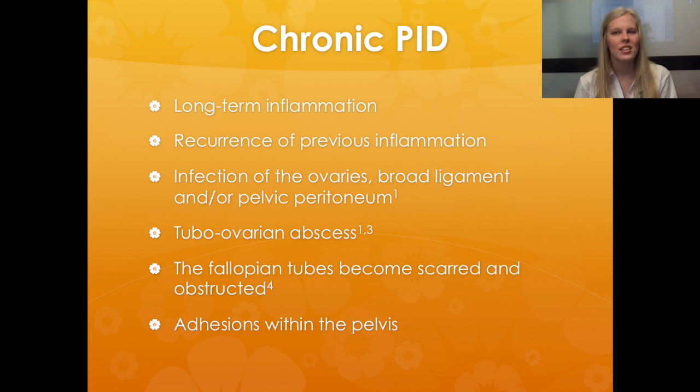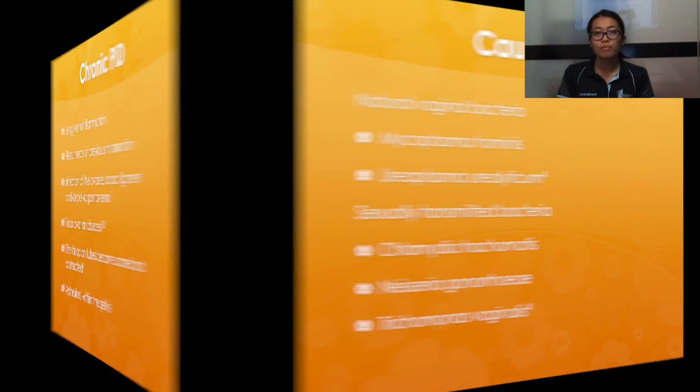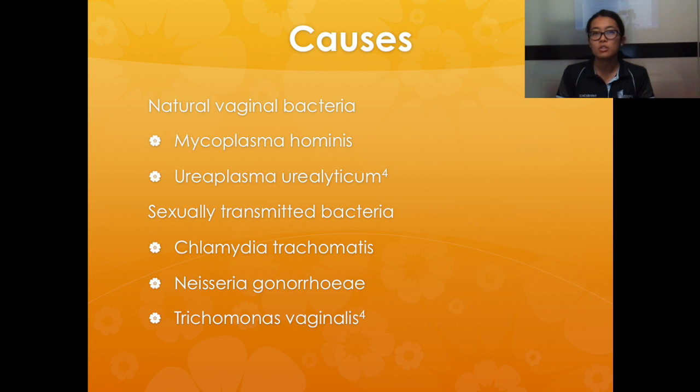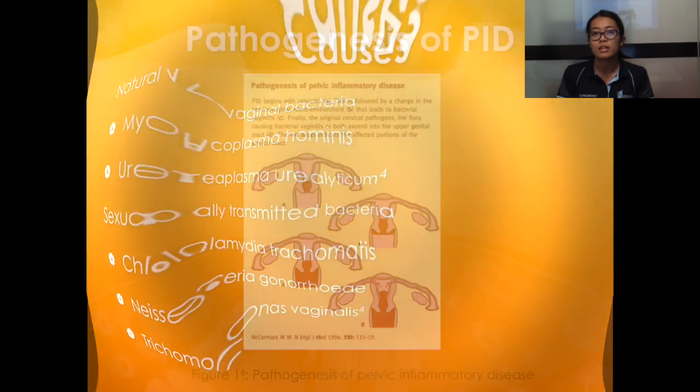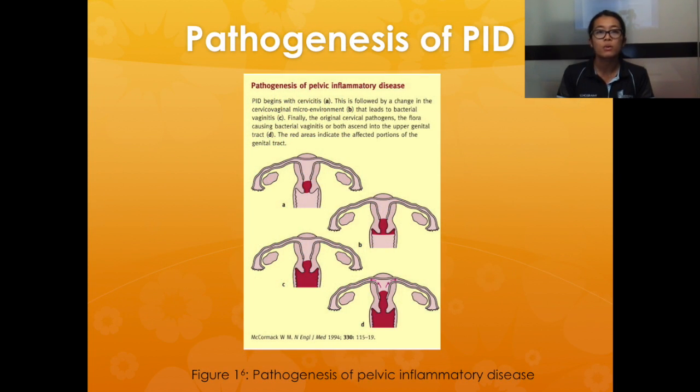Ultrasound is routinely used in the assessment of PID to identify specific signs, determine the complexity, and rule out other diseases. Pelvic inflammatory disease is caused by both natural vaginal bacteria and sexually transmitted bacteria. However, sexual transmission is the most common mode of acquisition. These organisms cause microenvironment changes, resulting firstly in vaginitis and cervicitis, before provoking further inflammation of the upper genital tract as they ascend. The red areas in Figure 1 show the portions affected by PID.